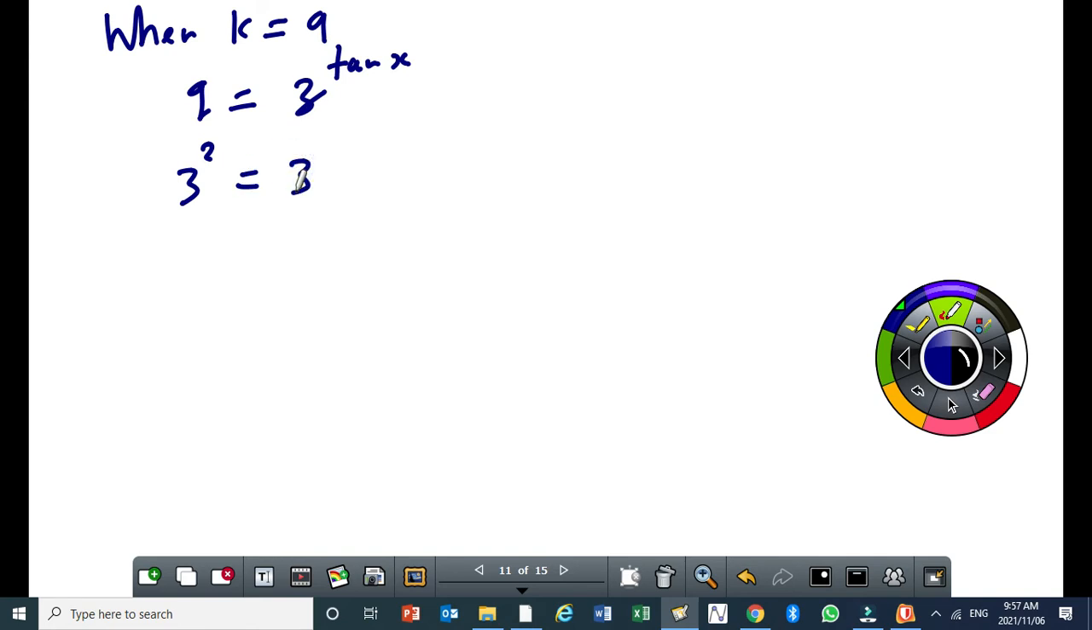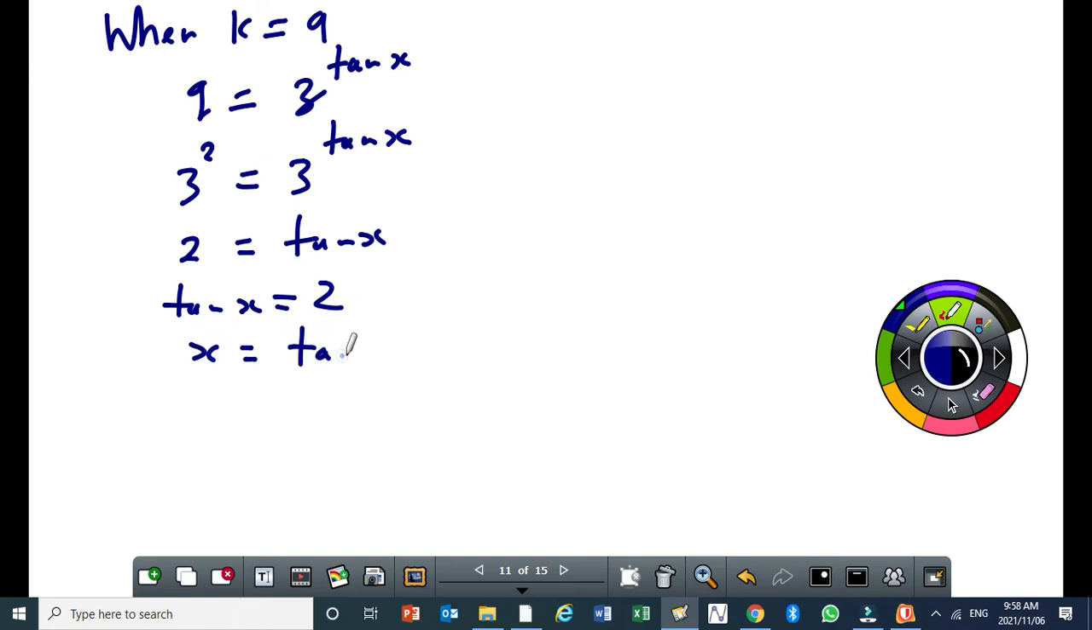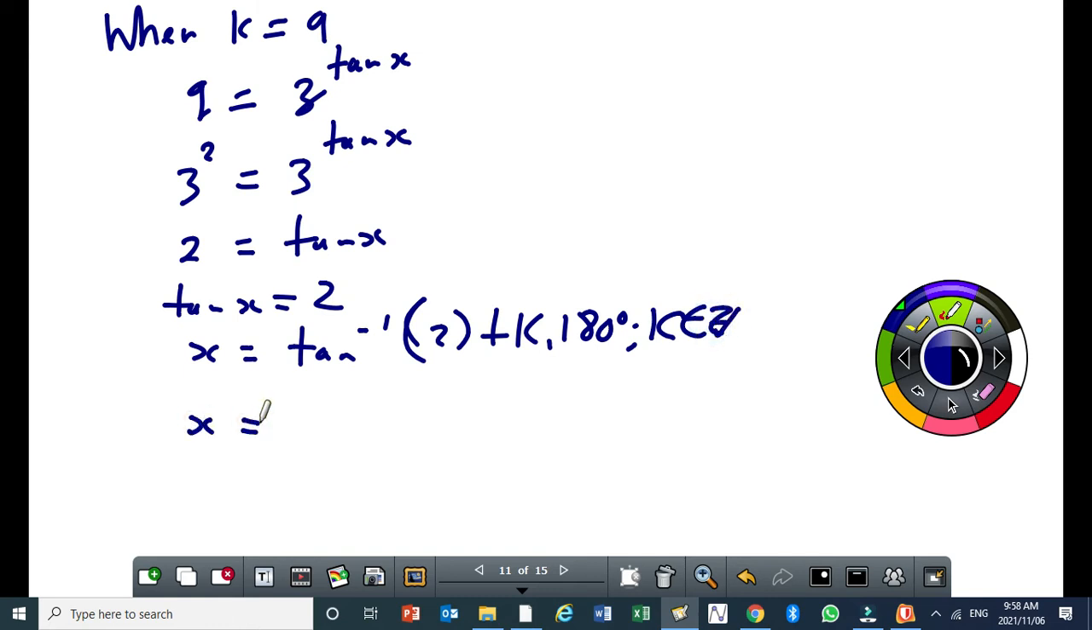3 squared. That's 3 to the power of tan x. The base is the same, therefore the exponents are equal. So this gives you 2 equal to tan x, which I can write as tan x equal to 2. Then I bring in my general solution, which will be x is equal to shift tan of 2 plus k times 180 degrees, where k is an integer. And what is shift tan of 2? 63.43 degrees plus k times 180 degrees, where k is an element of z.